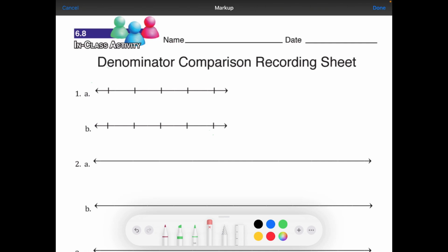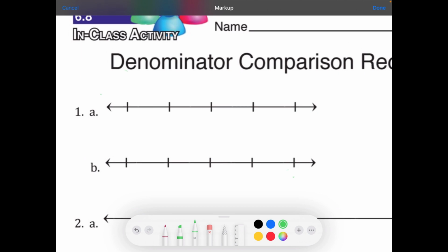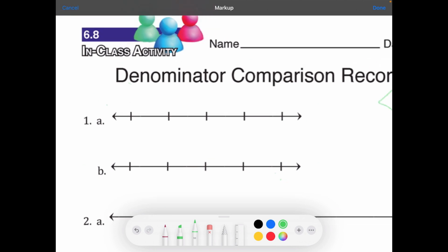Okay, so we are going to be working with comparisons again on this lesson. That means you're going to be using the greater than or less than signs and the equal sign. I want you to go back over and download your in-class activity for 6.8, and then label the first two number lines into fourths.